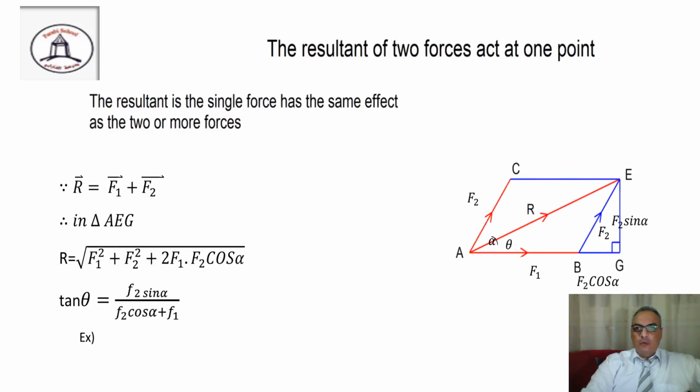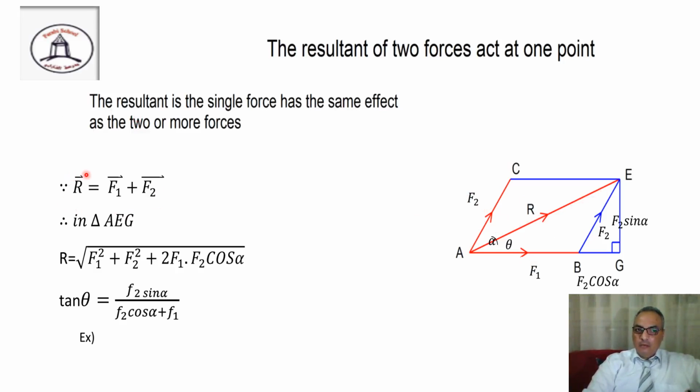The resultant of two forces acting at one point. What's the meaning of the resultant of two forces acting at one point? Resultant is a single force that has the same effect as two or more forces. Say F1, the first force, acts on this side, and F2 another one. R is the resultant. R is a single force that replaces F1 and F2 and has the same effect.